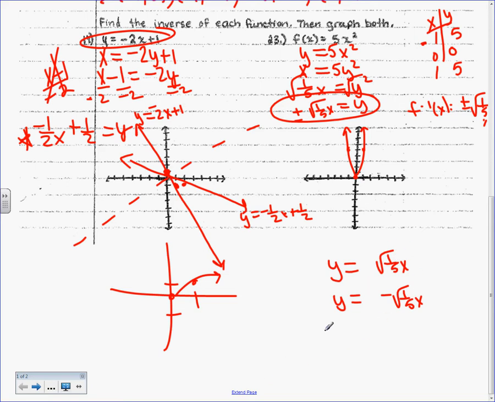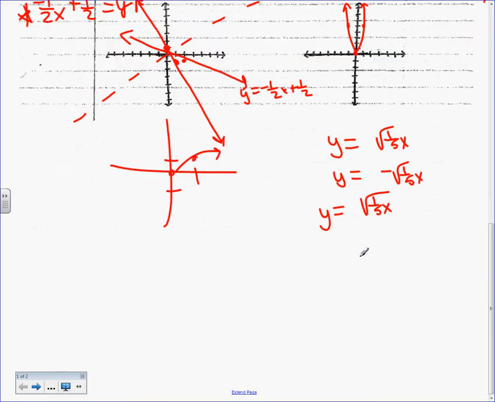So the square root of 1/5 x, we'll do that one first, the positive answers. Okay, so you do your t-table. Typically on a t-table you do -2 to 2, right? If you have no idea what you're doing, that's where you start. But let's save some time. If I put -2 in, what's going to happen?